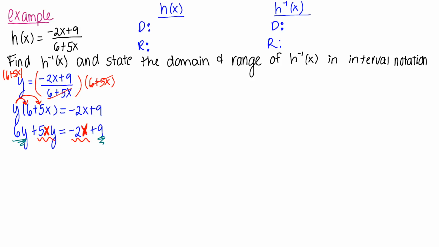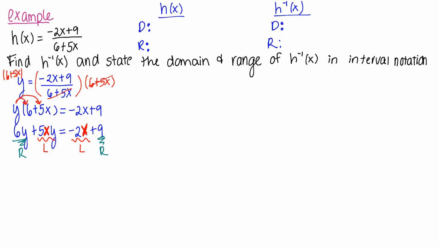I like to put my x's on the left side if that's at all possible, so I'm going to move these guys. These are going to both be on the left, and these guys are going to be on the right. Now, you can't just say that and say, oh, okay, so it's now 5xy minus 2x equals 9 plus 6y. You can't just rearrange it like that. You do have to add and subtract things to make this happen.